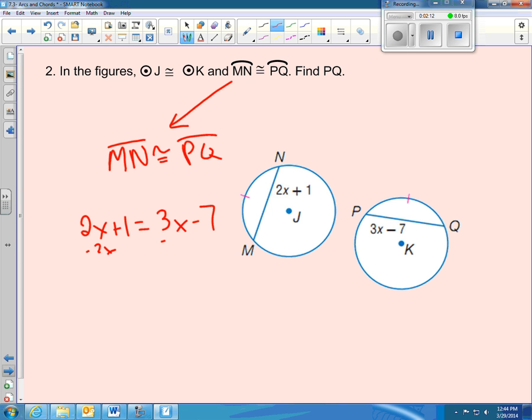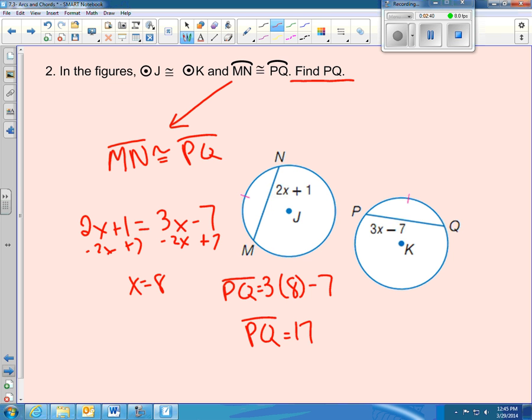Minus the 2x, add 7, we get x equals 8. But our problem didn't ask us for what x is. It asked us to find PQ. So let's plug 8 into PQ. PQ was 3x, so instead of 3x, we're going to write 3 times 8 minus 7. 3 times 8 gets us 24 minus 7. Our PQ is equal to 17.